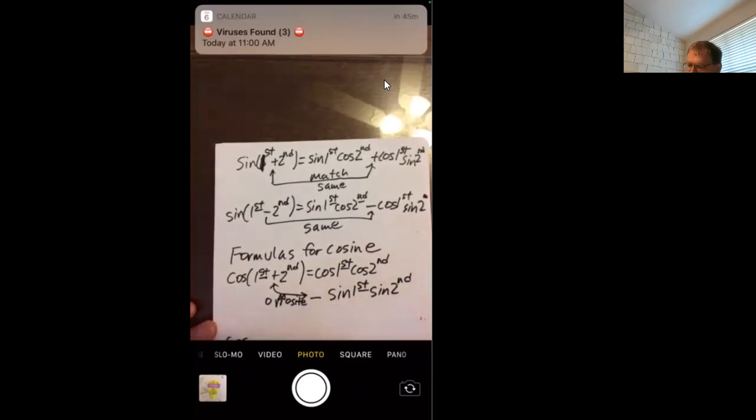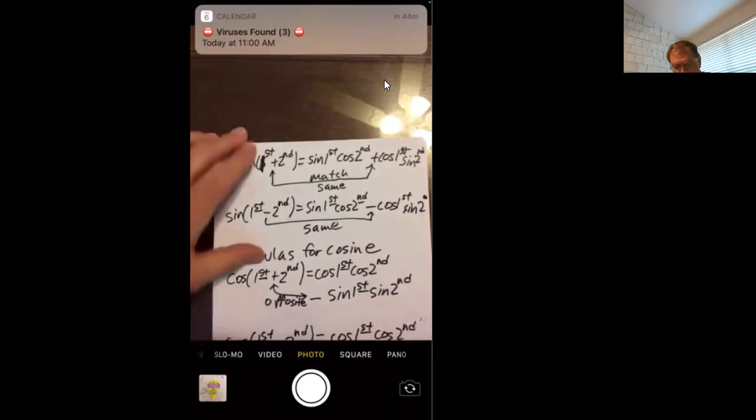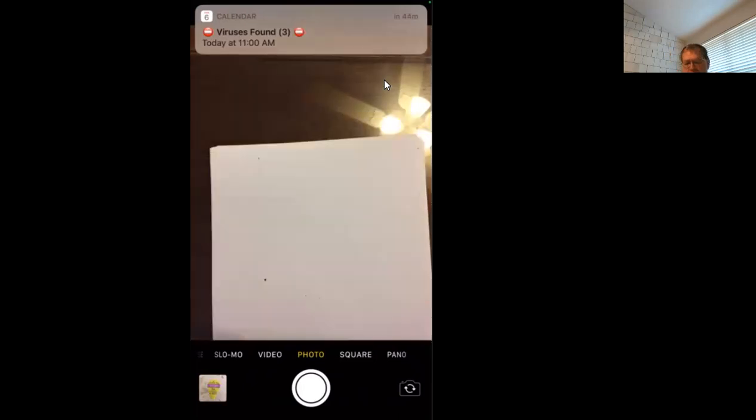And so if you have a cosine of first minus second, then that would go cosine of both plus sine of both. And again, opposite. And from these, I could prove the third, but I guess I won't.